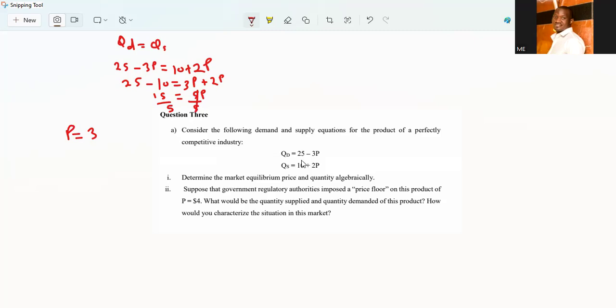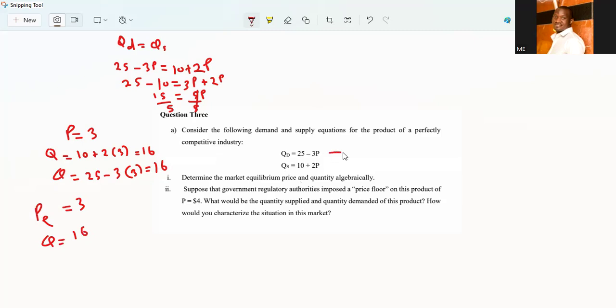Then to find our Q, you can use any of these. You still get the same answer. So Q is equal to what? 10 plus 2P. The supply is easier because the addition is straightforward. So 10 plus 6 is equal to 16. Even if you use the upper one, 25 minus 3P, where there's P we put 3. So 25 minus 9, it is still 16. Okay. So our equilibrium price is what? It is 3. Our equilibrium quantity is what? 16.